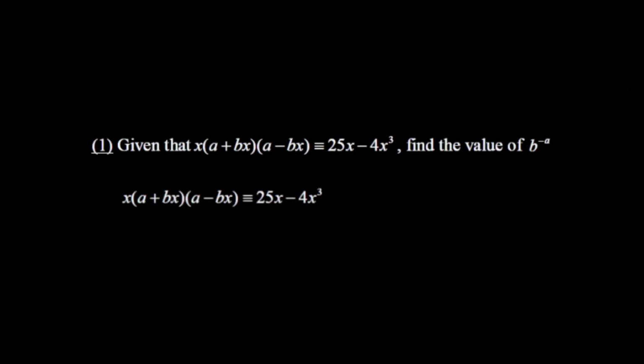Okay, let's have a look at question 1. We're given an identity. We've got a triple line symbol here, which sort of indicates that we should try to keep the left-hand side and the right-hand side separate. Don't start moving things across.